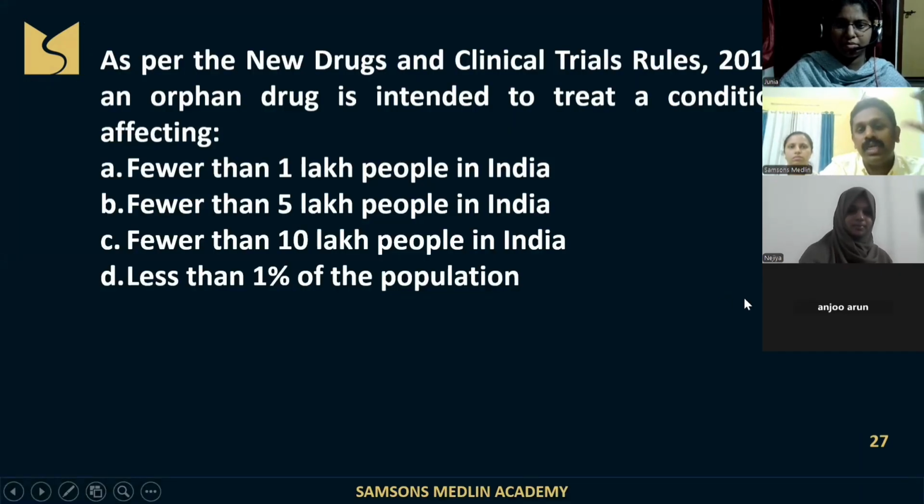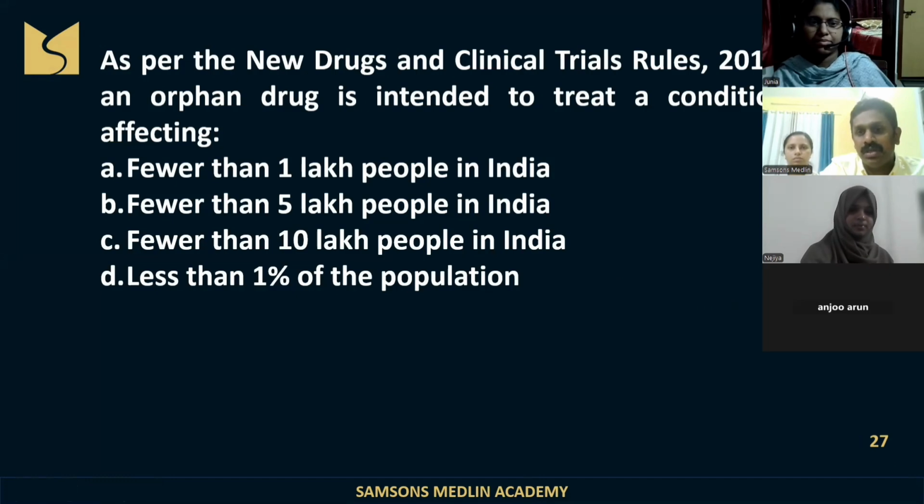Question: as per the New Drugs and Clinical Trial Rules 2019, an orphan drug is intended to treat a condition affecting fewer than 1 lakh people in India, fewer than 5 lakh people in India, fewer than 10 lakh people in India, less than 1% of the population.